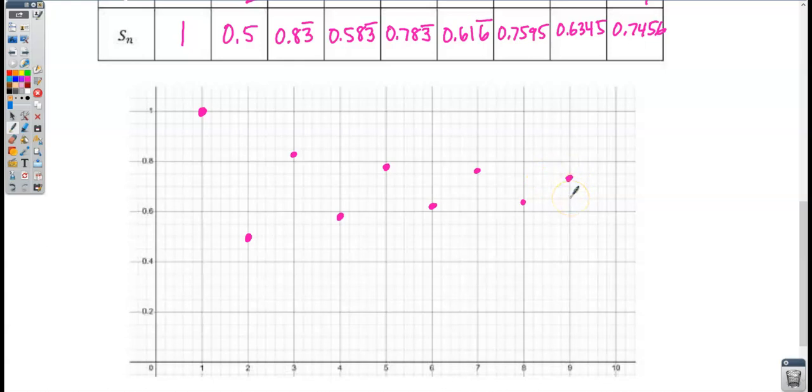All right, so what you should notice as we're plotting these is these partial sums are homing in on the actual value of this series. Which, by the way, the actual value of this series is the natural log of 2, which is approximately 0.693.